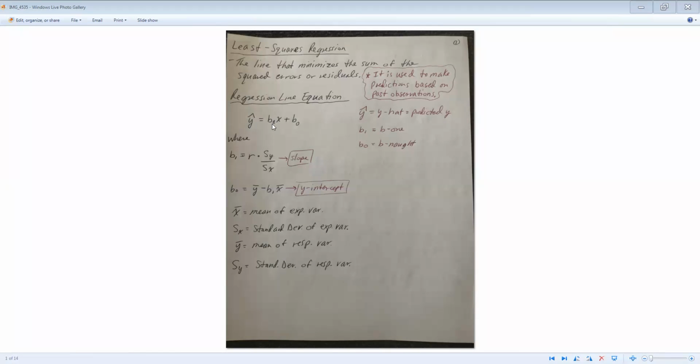So y hat equal to b1x plus b naught, where b1 is going to be r times s sub y over s sub x, and that'll be your slope. And b naught will be y bar minus b1 times x bar, which is your y-intercept. So x bar is the mean of your explanatory variable. S sub x is the standard deviation of your explanatory variable. Y bar is the mean of your response variable. S sub y is the standard deviation of your response variable.